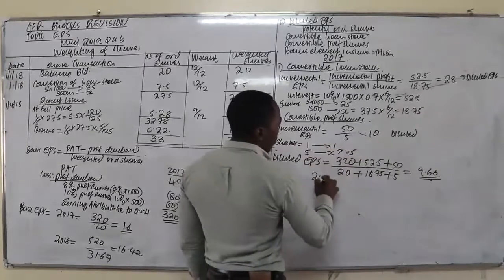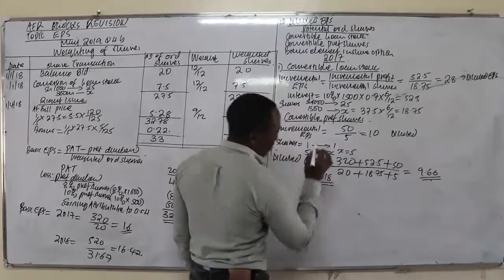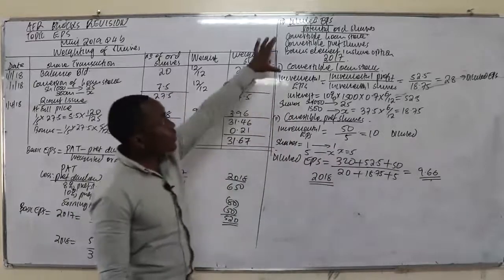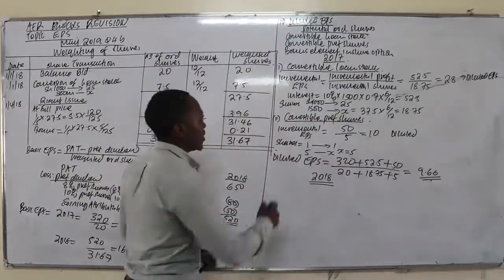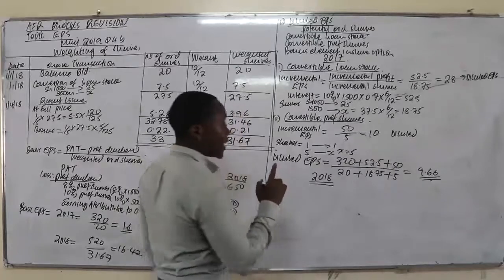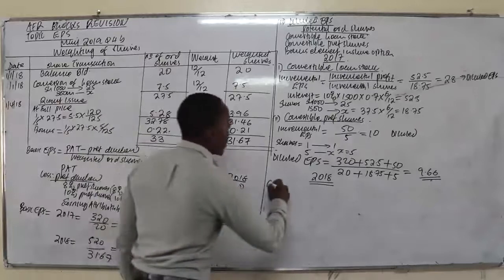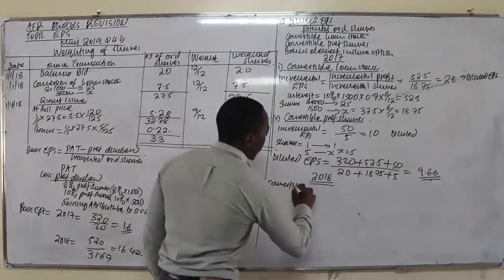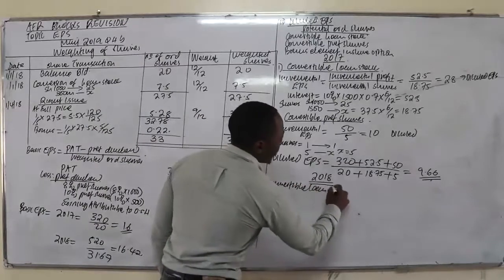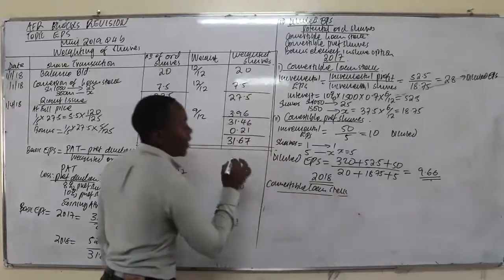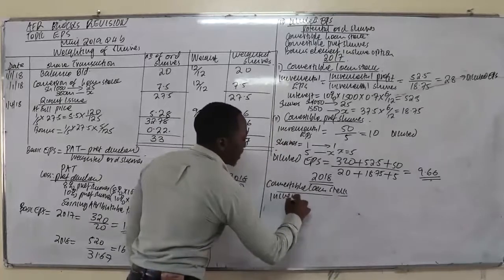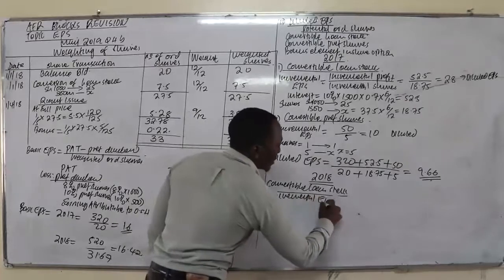9.66. Let's go to 2018. In 2018, we still have the three potential ordinary shares. The first one is what? We compute the incremental EPS for each potential ordinary share, and we have convertible loan stock. We get the incremental EPS. How much would be the incremental EPS?